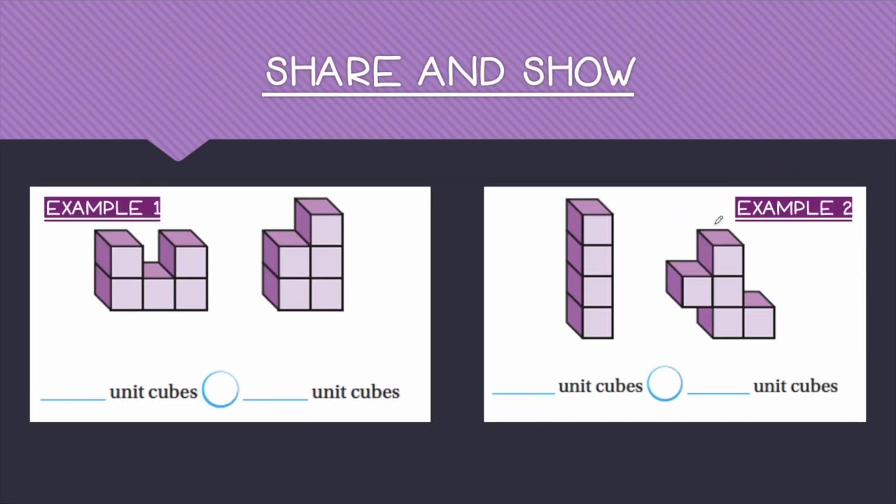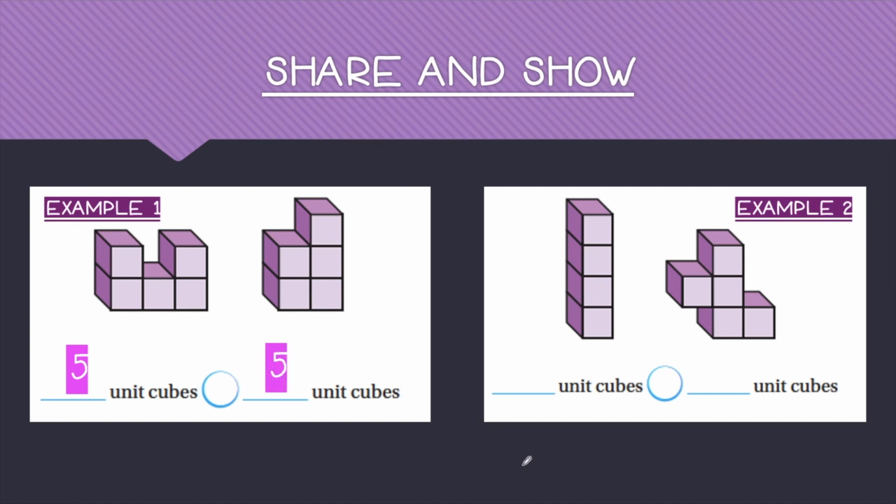Another way that we can look at unit cubes and rectangular prisms or irregular prisms is to compare them. So example 1, the first thing we're going to do is see how many unit cubes make up each of these figures. And then we're going to compare the number of unit cubes per figure. For example 1, this first figure on the left is made up of 5 unit cubes. The figure on the right is made up of 5 unit cubes.